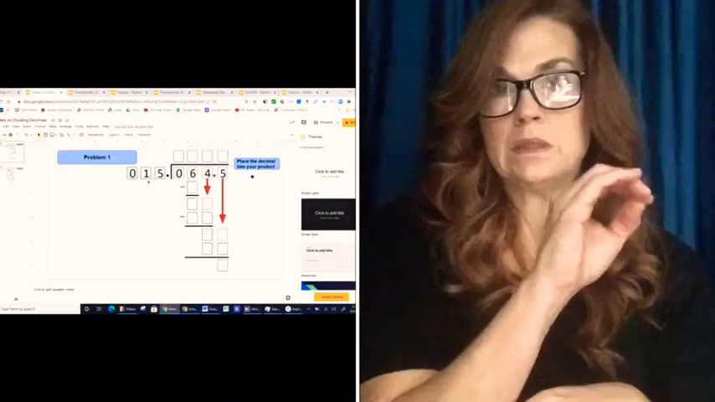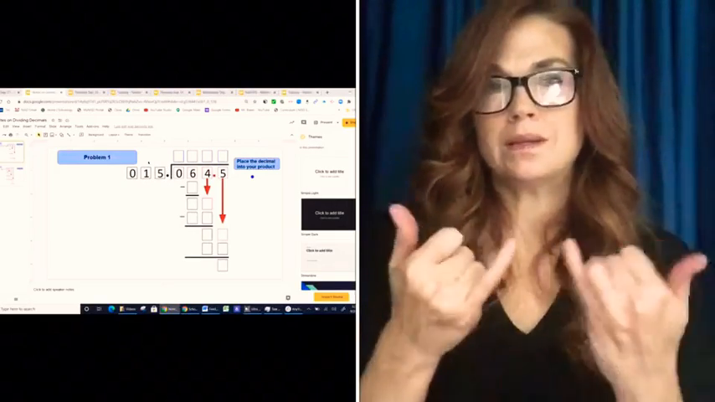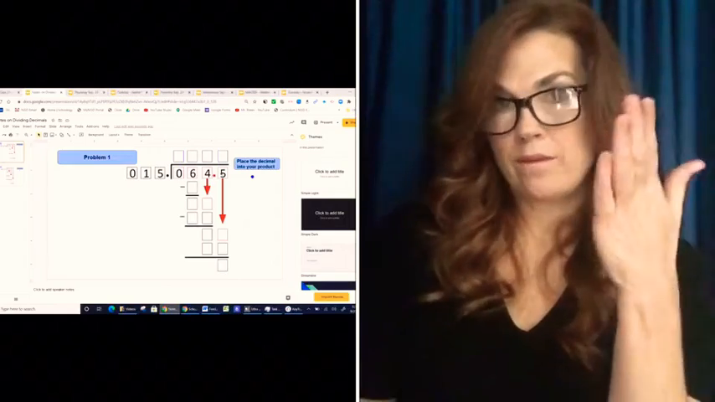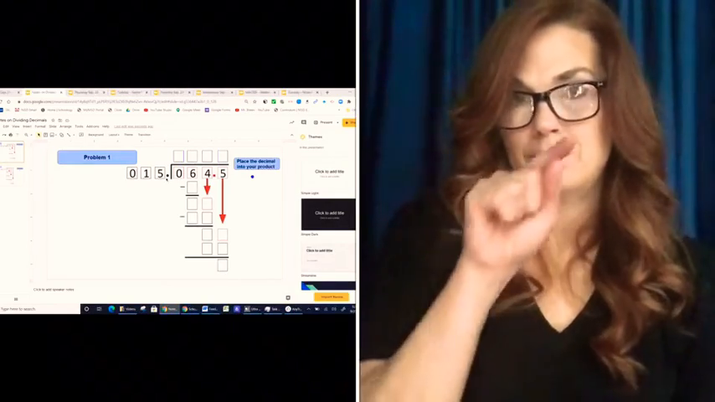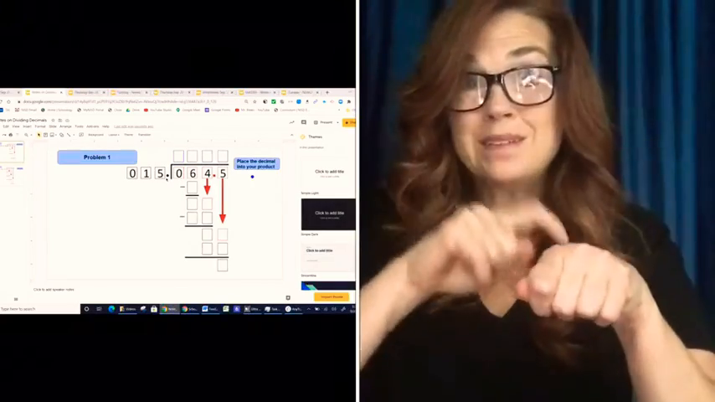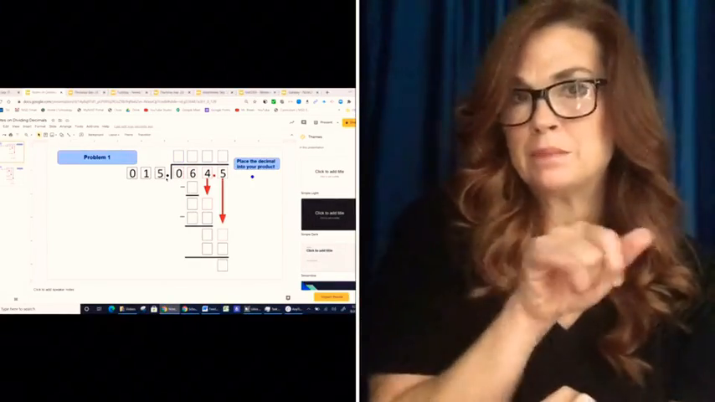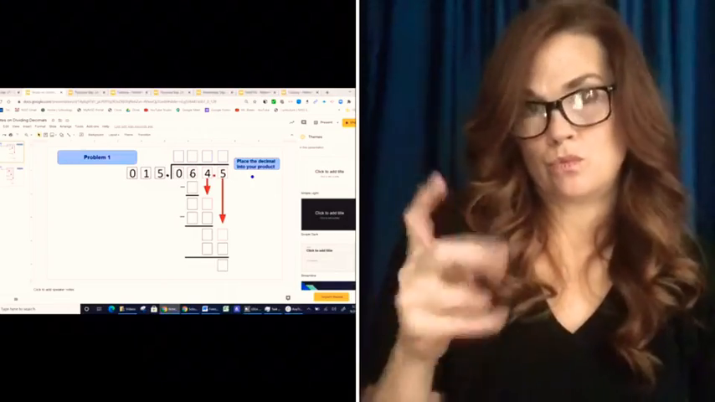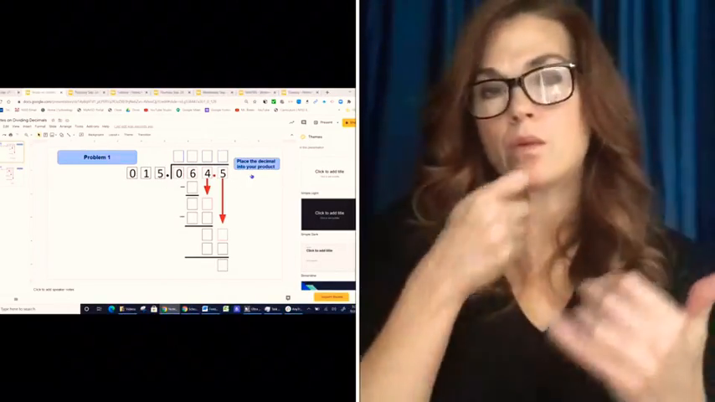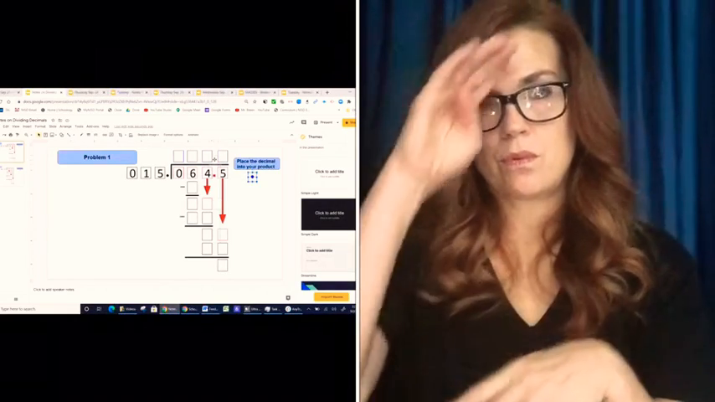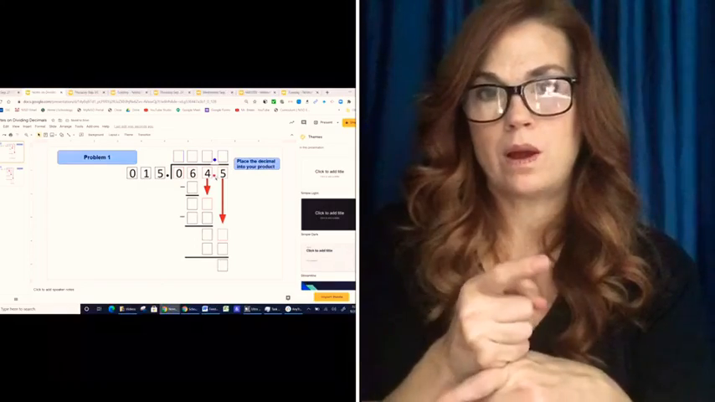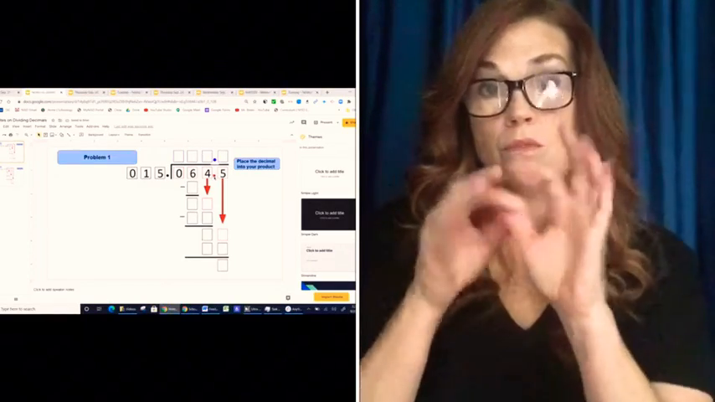And now I moved the decimal on the outside, so I have 15, and now I have 64.5. So however many times I move the decimal on the outside of the division garage to the right, I do the same on the inside. Now that I have my decimal lined up correctly to have a whole number on the outside, I need to move my decimal to the correct spot in my answer. So now my decimal lines up on my answer. And then we start dividing like normal.